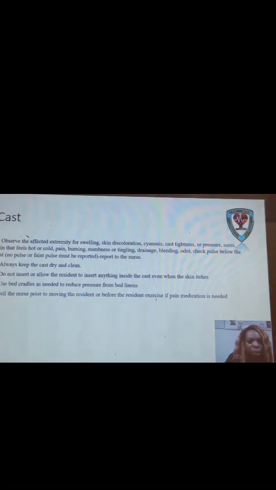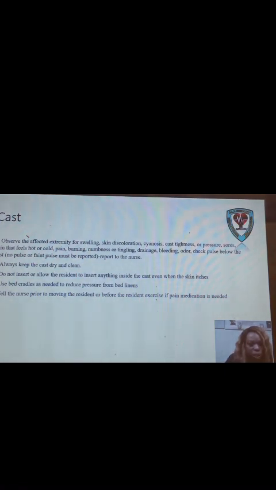You always want to keep the cast dry and clean. You don't want to insert or allow the resident to insert anything inside the cast when the skin begins to itch. This can cause skin injury or skin breakdown. You can use a bed cradle as needed to reduce pressure from the linens on the cast. And the bed cradle sits in the bed at the foot of the bed, and it allows the linen to flow over it so that the linen is not lying on the person's leg itself.